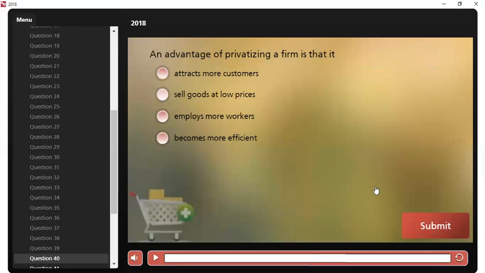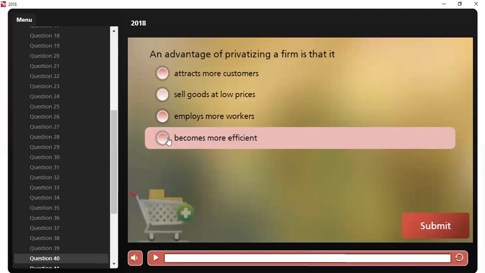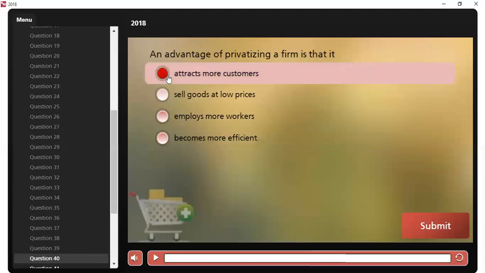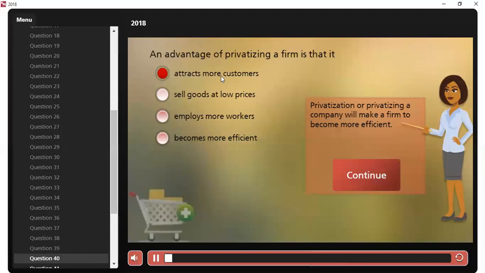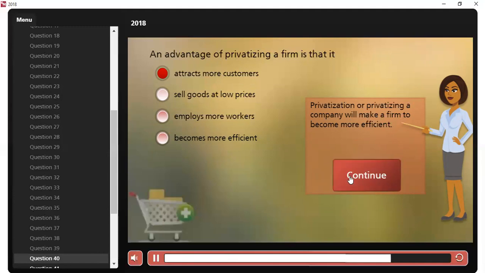Question 40. An advantage of privatizing a firm is that it attracts more customers, sells goods at low prices, employs more workers, becomes more efficient. You may want to pick, oh, privatizing a firm will attract more customers. But that's not really the right answer. Privatizing a company will make a firm become more efficient. So it has to be becomes more efficient. Take note of that.